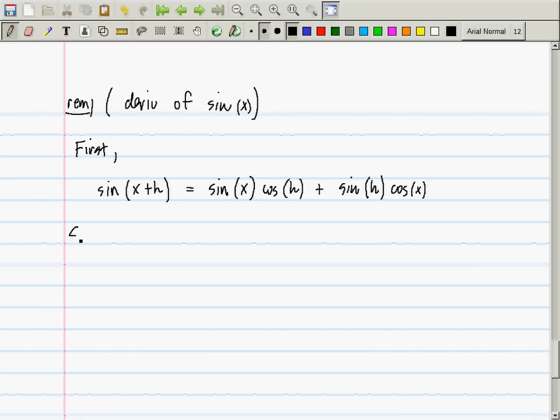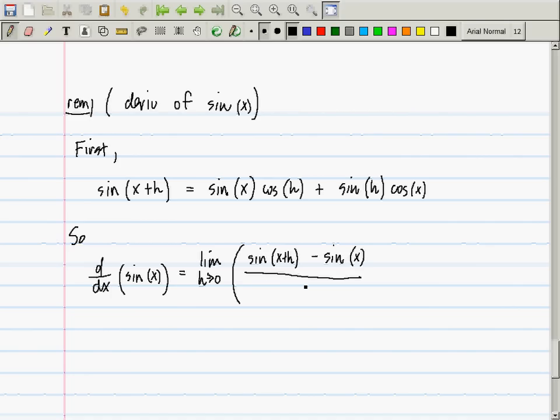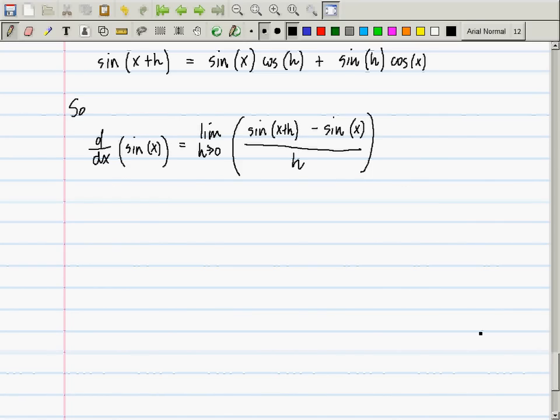Okay, so the derivative of the sine of x is, by definition, the limit as h goes to 0 of the sine of x plus h minus the sine of x, divided by h. That's the definition. Any question about why that's the definition?